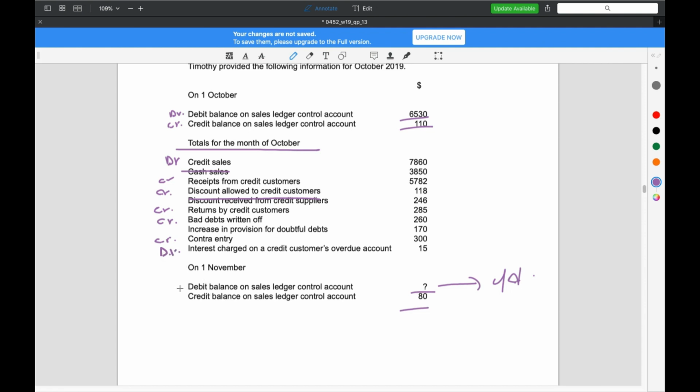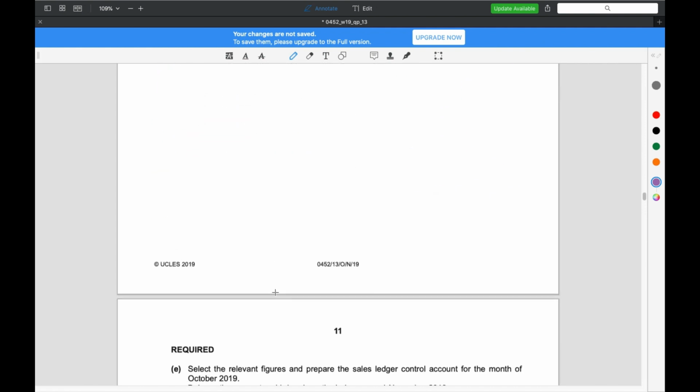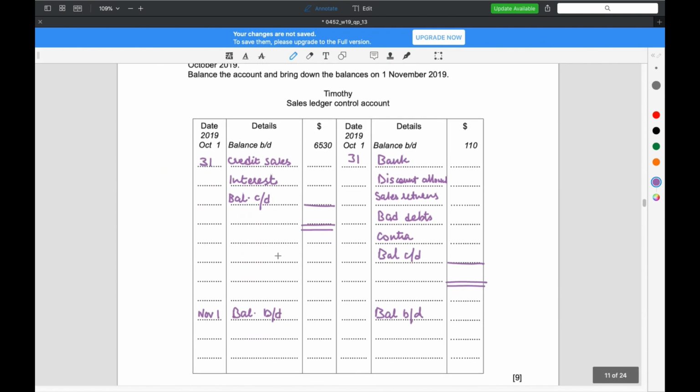And then again, you have a debit carry down and then a credit carry down. You just have to write everything down. Now you need to memorize the format or know what you're doing. You have to be really strong at your double entries if you haven't memorized the format.